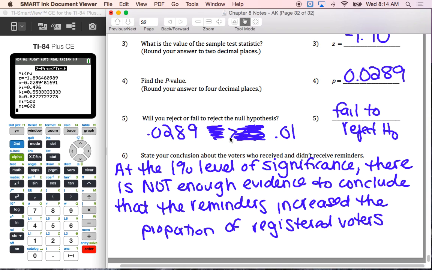So again, for your P's, you're looking at proportions when you're going through these. So you're not looking at population means, you're not looking at mu's, you should have P's for your answer. So it's your P1 equals P2 instead of your mu1 equals mu2.